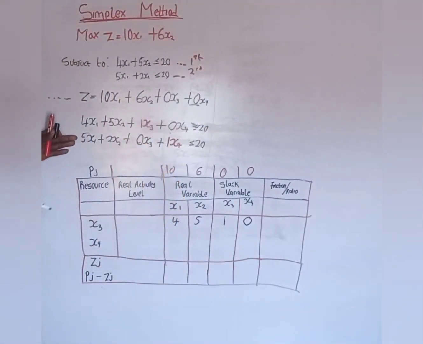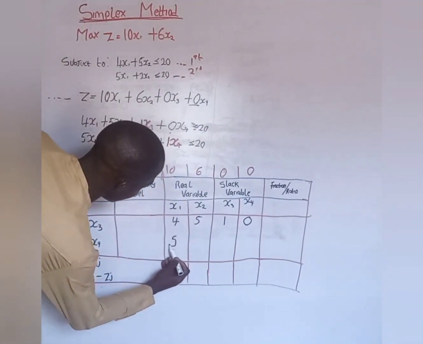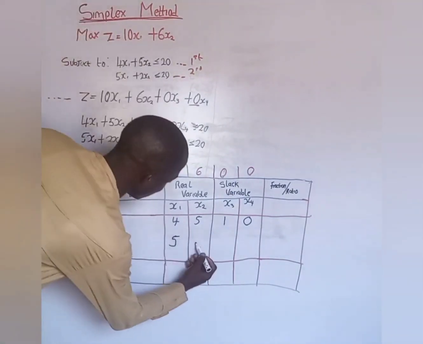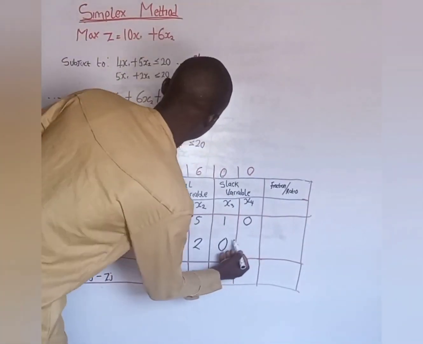Let's come back to the second constraint. The coefficient of x1 in the second constraint is 5, so I'm going to be writing 5 here. The coefficient of x2 in the second constraint is 2. The coefficient of x3 is 0, and that for x4 is 1.